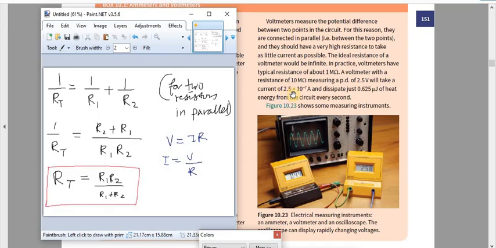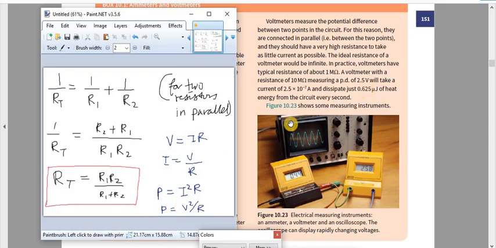you will get is 2.5 into 10 to the power minus 7 amperes as the current flowing through the voltmeter. So you see it's a very small current. And if you use the formula P equals I squared R or P equals V squared over R, these two equations give the energy dissipated. Then you will get that the power or energy dissipated in the voltmeter is only this much.